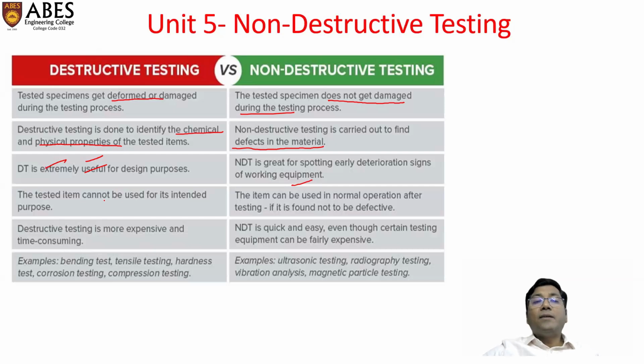In destructive testing, the item cannot be used for its intended purpose. In non-destructive testing, the items can be used in normal operation after testing if found not to be defective. Similarly, destructive testing is more expensive and time consuming, but NDT is quick and easy even though certain testing equipment can be fairly expensive. Examples of destructive tests are bending test, tensile test, hardness test, corrosion test, compression test, and so on. Examples of non-destructive testing are ultrasonic test, radiographic test, vibration analysis, magnetic particle testing, and so on.